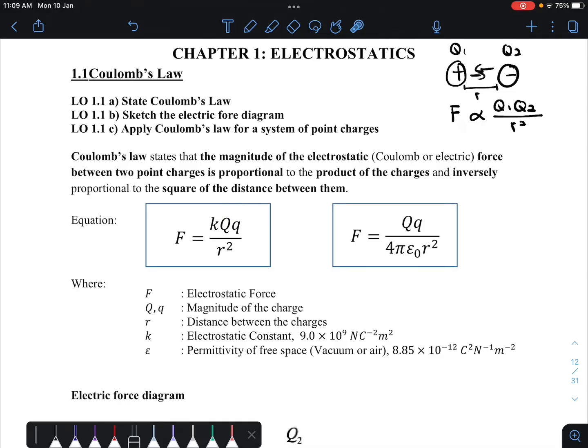Okay, so tak kisahlah nak guna Q besar, Q kecil ke atau Q1, Q2 ke. It's just that kita nak distinguish between these charges sahaja.